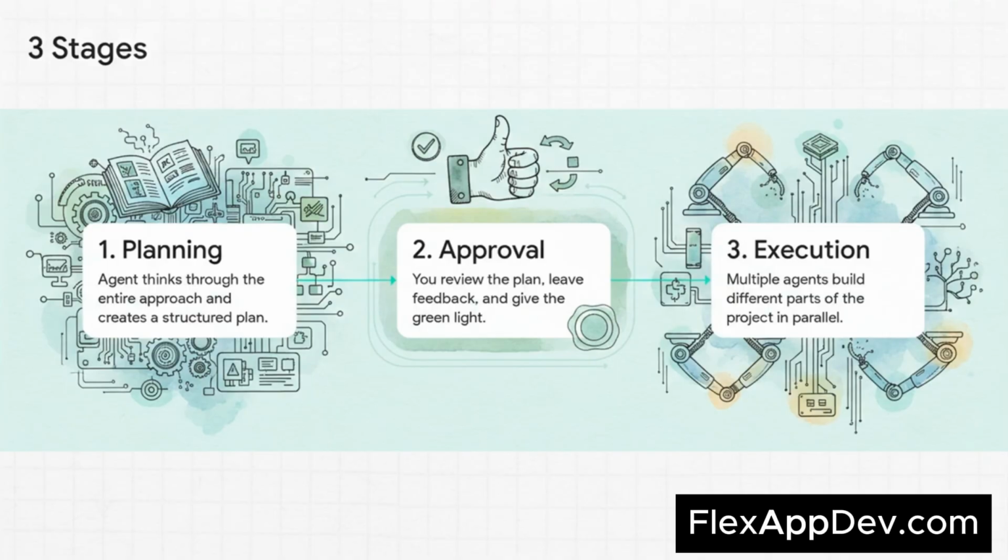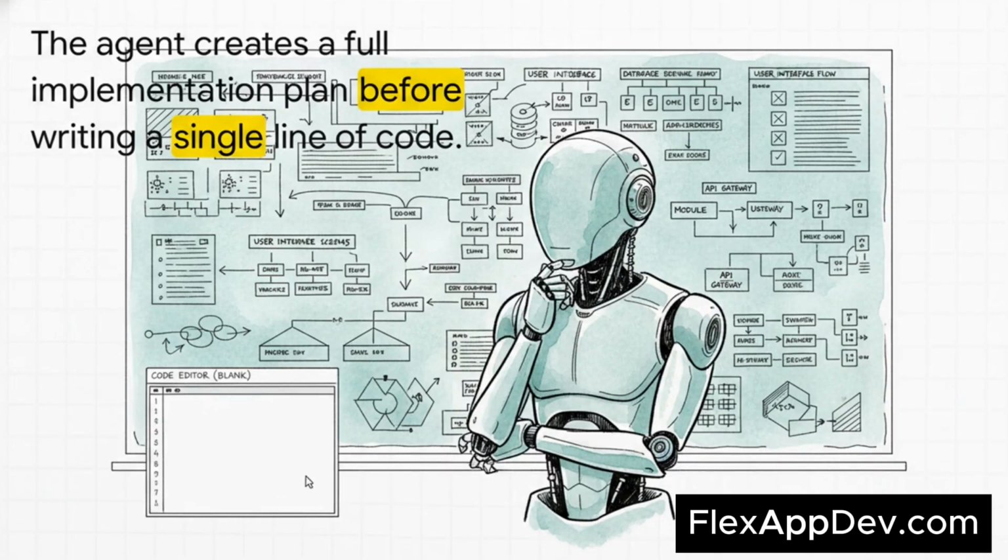And that orchestration really happens in 3 simple stages. This is what separates the pros from everyone else: planning, approval, and parallel execution. Getting this flow down is the absolute key to building at a speed you've never seen before. So, first up, planning. When you put an agent in planning mode, it doesn't just start spitting out code. No, it stops. It thinks. It researches best practices. It maps out the entire architecture. It creates a full blueprint before a single line of code is ever written.